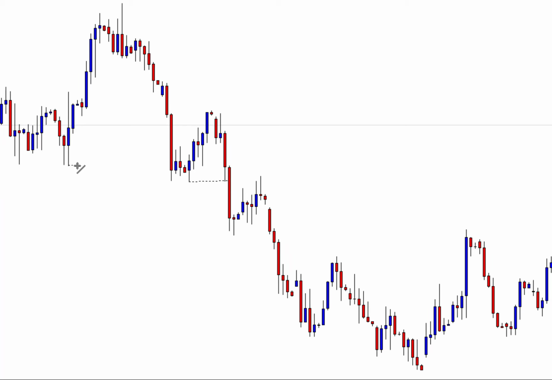That's the lowest wick here to this level. We can consider this a break of structure. Why? Because we have the body of the candle breaking below this line.